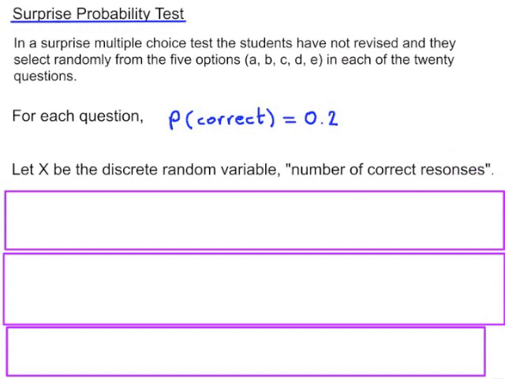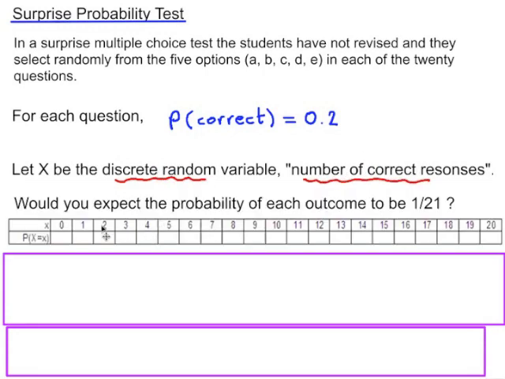But if we define a discrete random variable to be the number of correct responses, there are 21 different possible values for x, ranging from 0 to 20. So do you think that these are equally likely? Is it just as likely for a student to get 0, 1, 2, 3, or 20 correct answers?